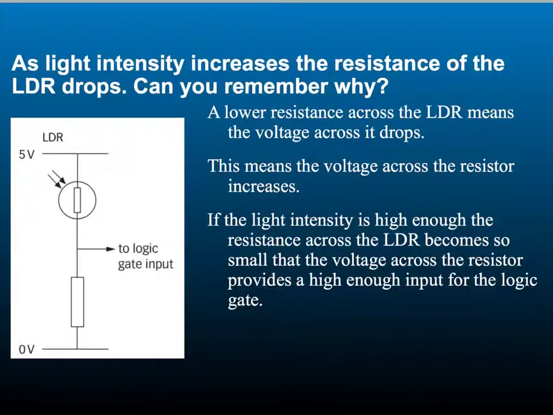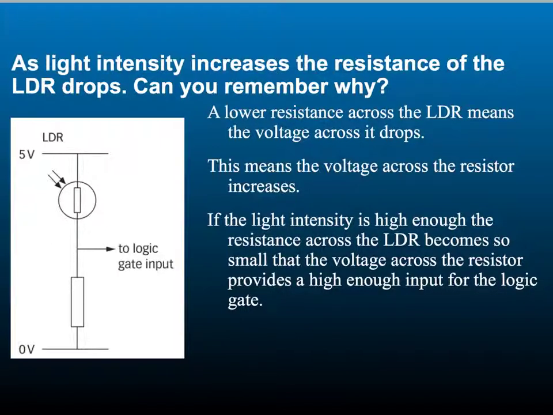With an LDR, as light levels increase, its resistance decreases, and the voltage across the resistor increases. When the light increases above a certain level, the resistance of the LDR will have dropped sufficiently to provide a voltage across the resistor that is a high input to the logic gate.